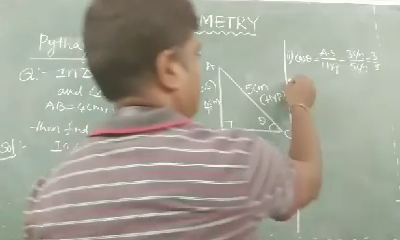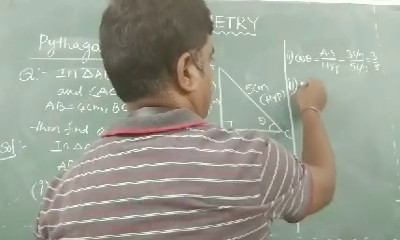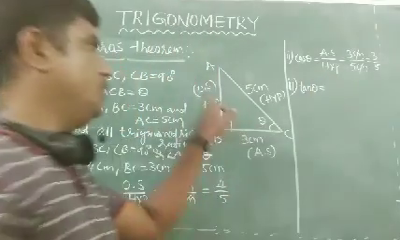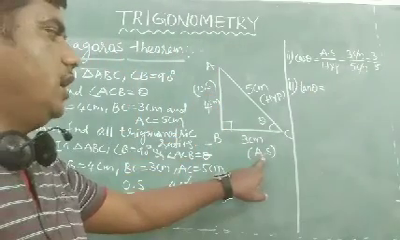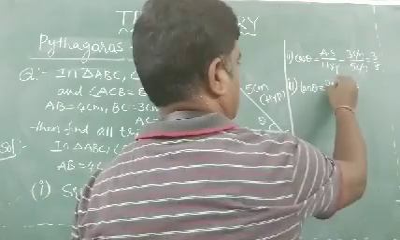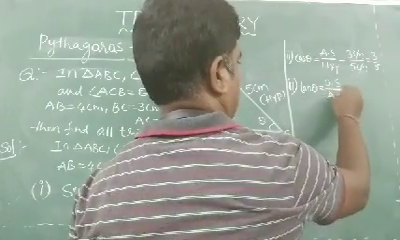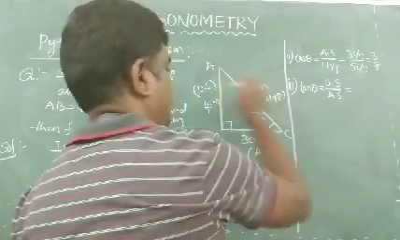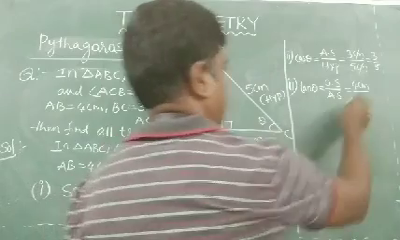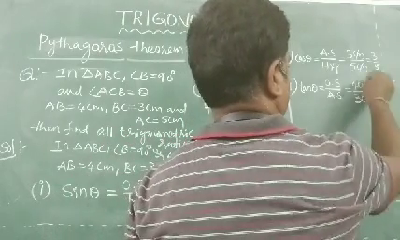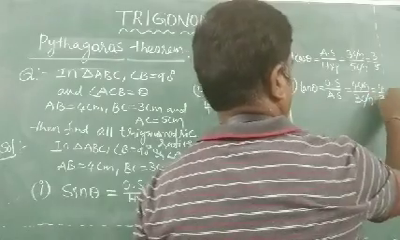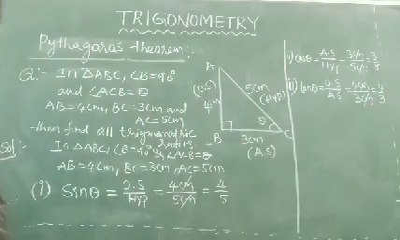In the same way, the third one is tan theta. So tan theta means what? The ratio between opposite side to adjacent side is called tan theta. So opposite side by adjacent side. Your opposite side length is 4 centimeters by adjacent side, 3 centimeters. Centimeter cancels. The answer is 4 by 3.